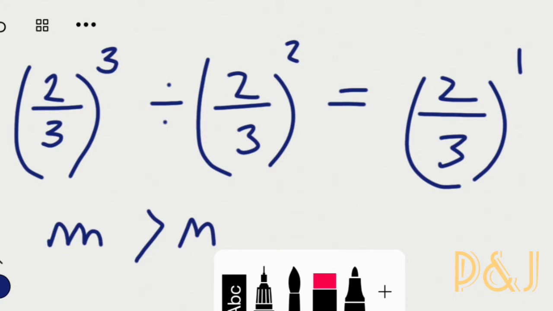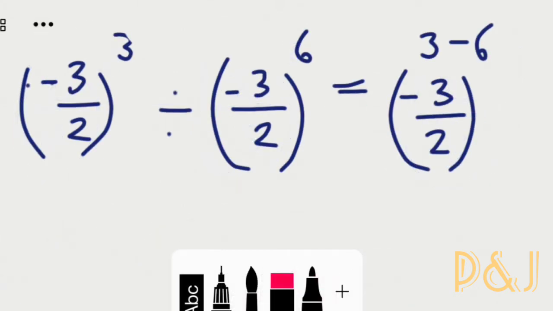So (2 upon 3) raised to the power 3 divided by (2 upon 3) raised to the power 2 gives us (2 upon 3) raised to the power 1, because when dividing we just subtract the exponents. So m minus n is 1, meaning 3 minus 2 is 1.